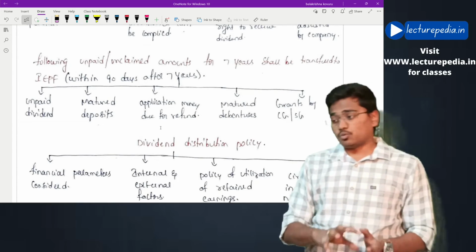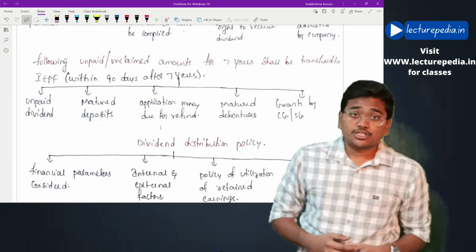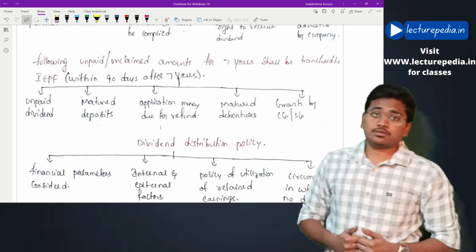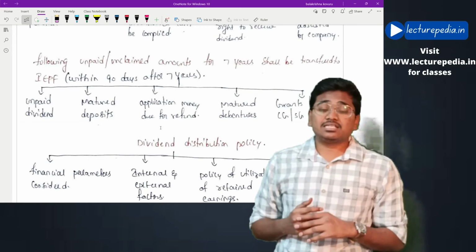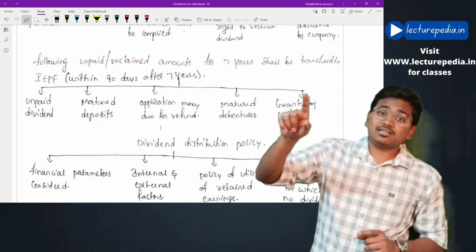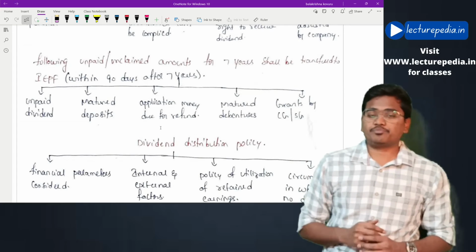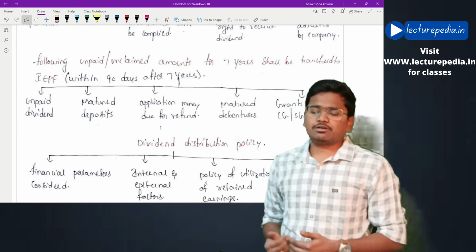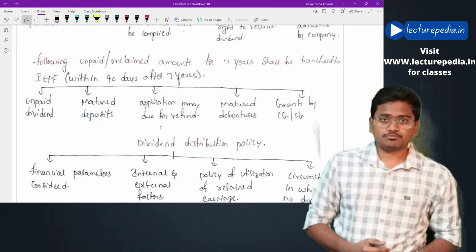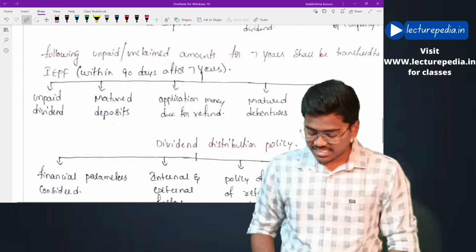Once the amount has been transferred to the Investor Education and Protection Fund, if that shareholder, who is actually the owner of the shares, comes to know that the company has declared the dividend and that it has been transferred to the IEPF account, he can make a request to the IEPF asking for the dividend. Once he requests, the amount will be given to that shareholder from the IEPF fund. Hope this is clear. Now, what are the amounts that will be transferred to this IEPF fund?